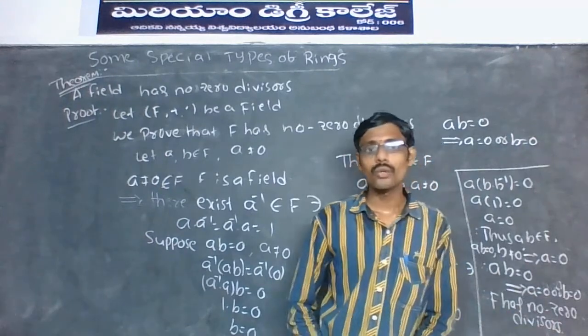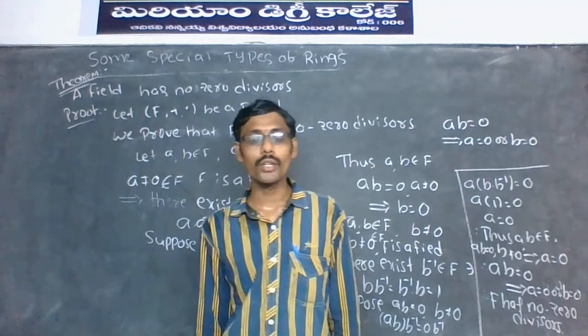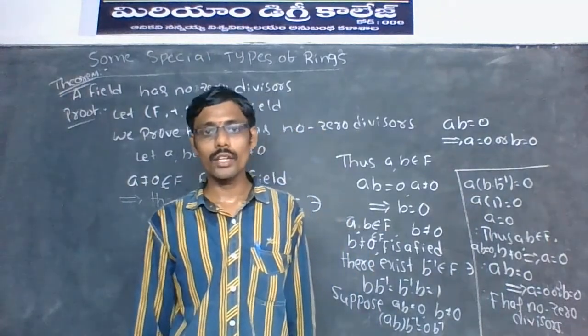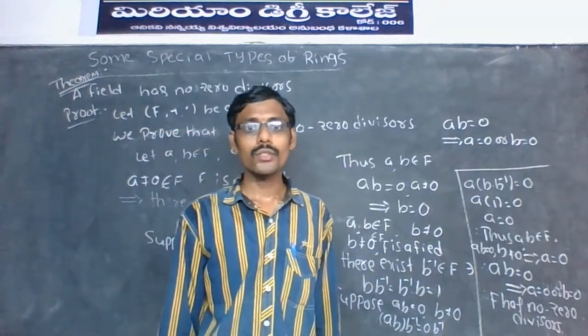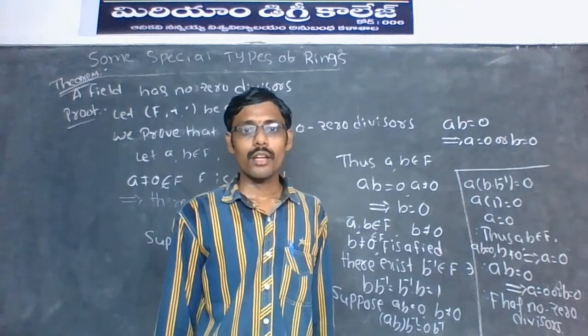F has no zero divisors. Similarly, we prove that a division ring has no zero divisors. I will continue in the next class.